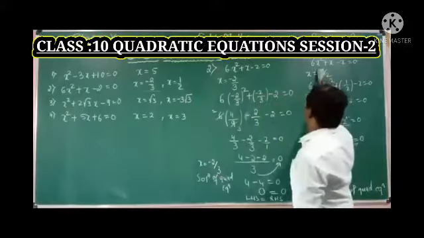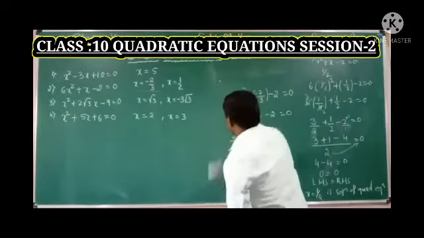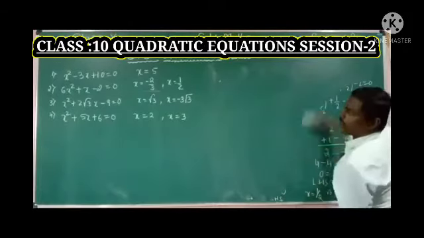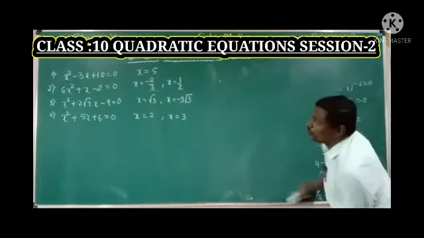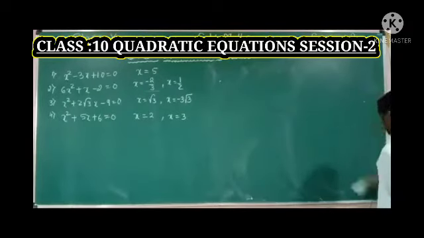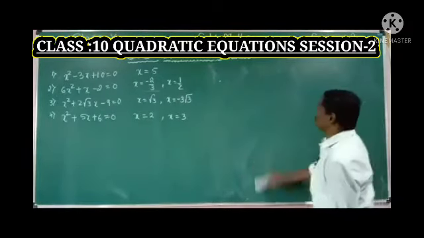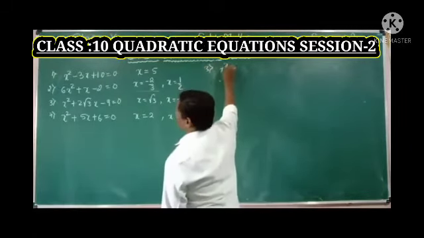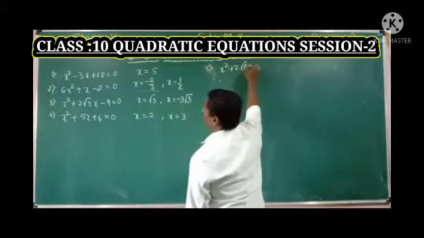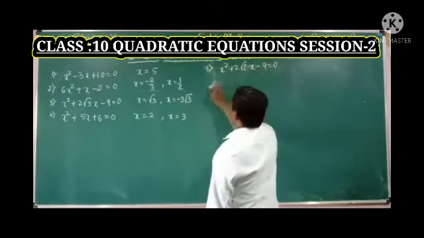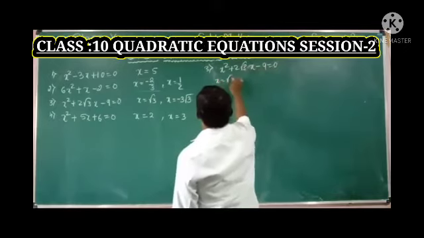See the third question. What is the third question? x square plus 2 root 3 x minus 9. Again they give two solutions or two roots. So the third question: x square plus 2 root 3 into x minus 9 is equal to 0, where x is equal to root 3.